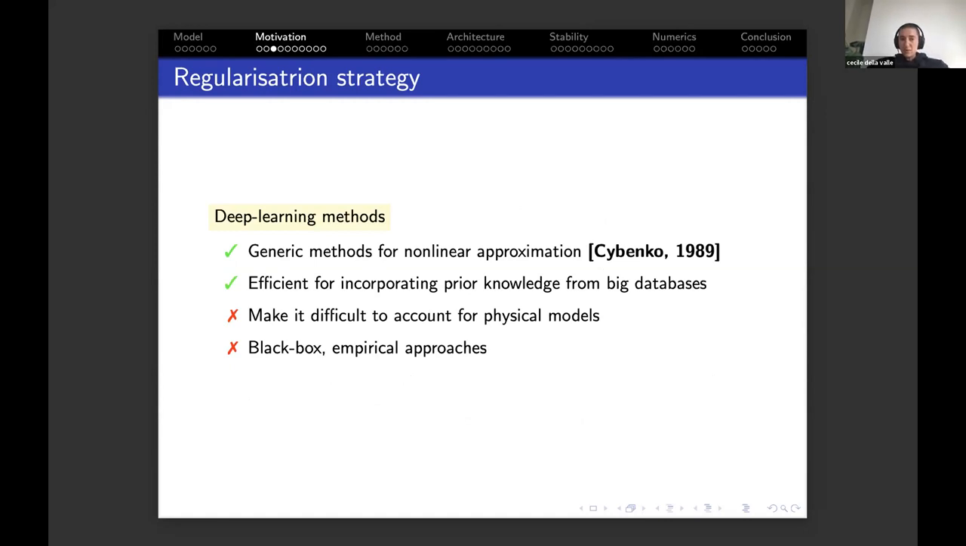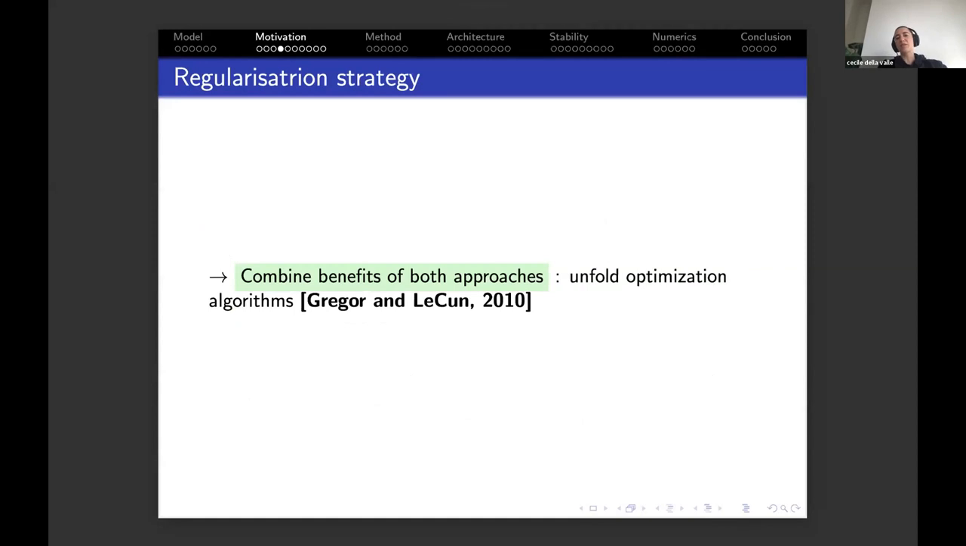It's an efficient way of incorporating prior knowledge from a big database, which can account for the perceived quality. And the drawbacks: it makes it difficult to account for physical models, and it's a black box. So to combine the benefits of both approaches, we suggest here to unfold an optimization algorithm.